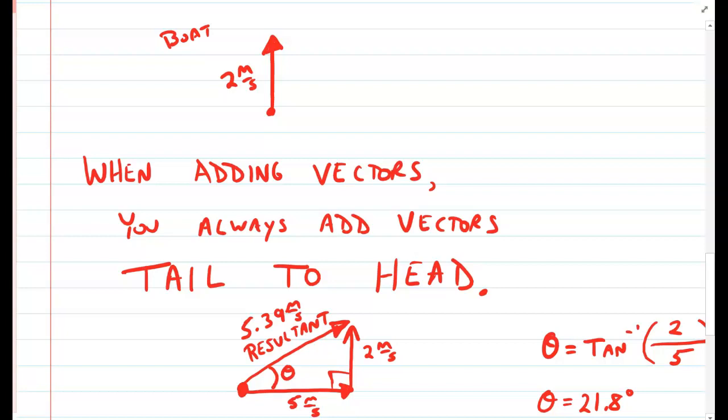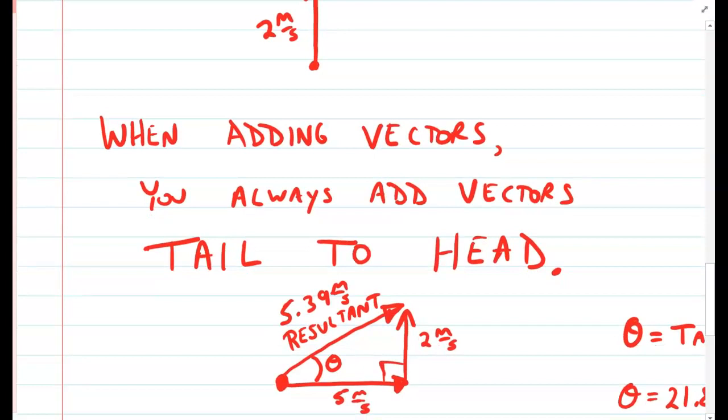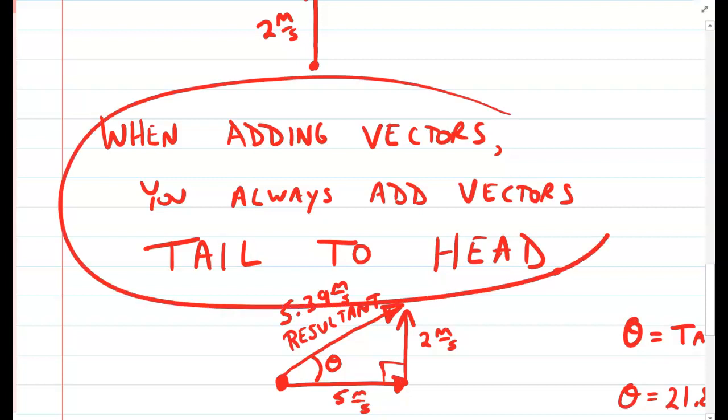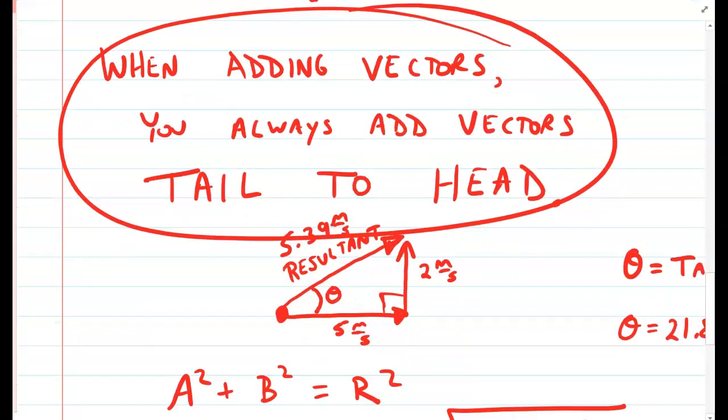Now once I have those vectors drawn, I want to move them and redraw them tail to head. And the order doesn't matter. It doesn't matter which tail goes to which head. But you want to put them tail to head, not tail to tail, not head to head. So the head of one arrow should be touching the tail of the second arrow. So you always add vectors tail to head. Do not forget that phrase. Vectors are always added tail to head. Say it out loud. Vectors are added tail to head.